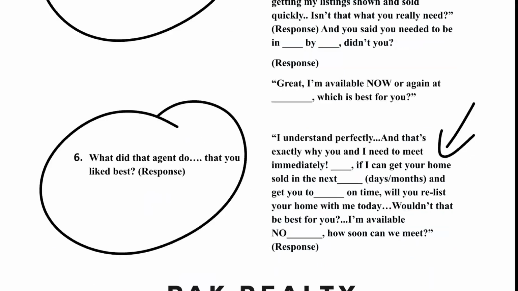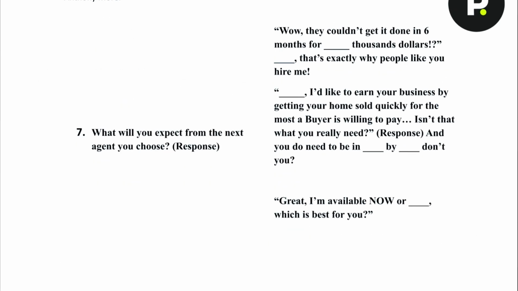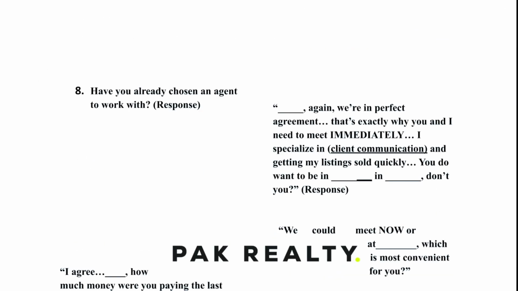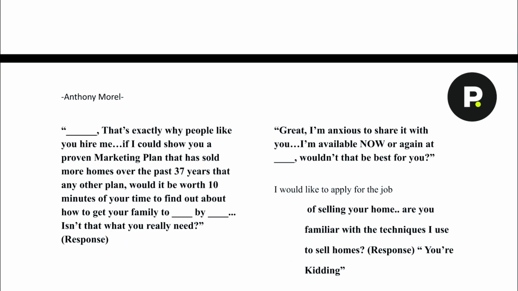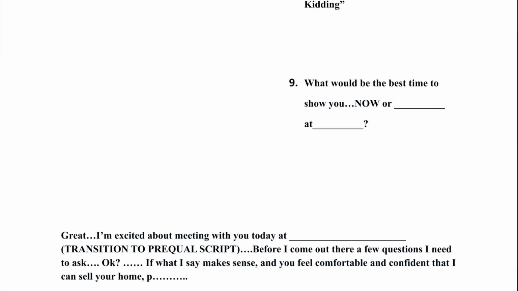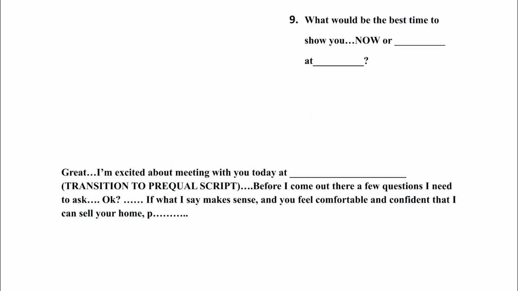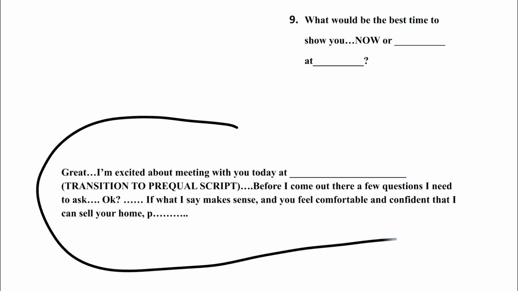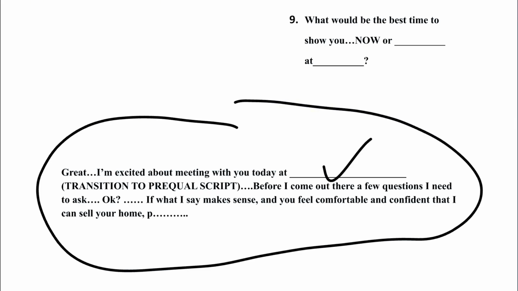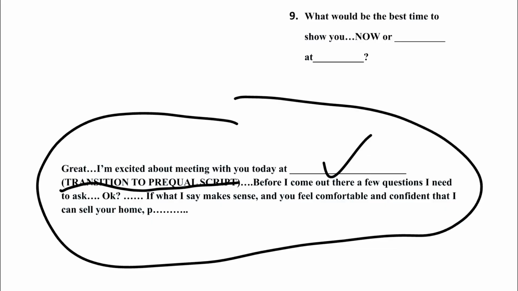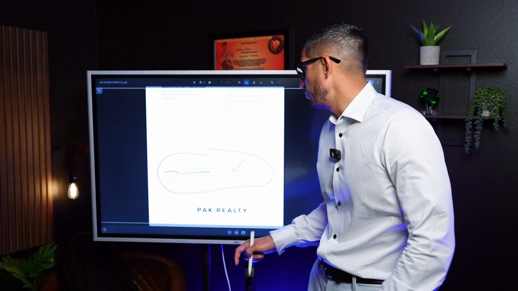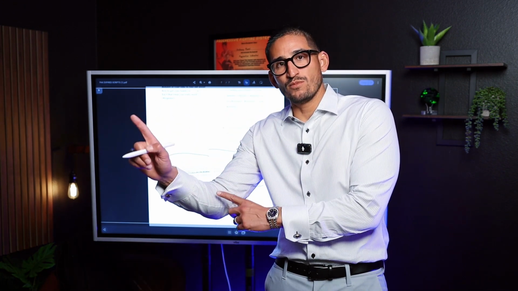So these are the words that you have to practice, practice, practice so that you get so good at them that you build the confidence on what to say. Okay, and it works all the way down to, once we're closing, great, I'm excited about meeting with you today at blank. And then we're going to transition into that pre-qualifying script. Before I come out, there's a few questions that I need to ask. And then I would transition on my script board.